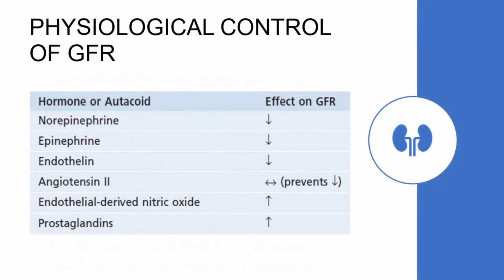Now let us see the physiological control of GFR by hormones and autocoids. As we discussed previously, norepinephrine, epinephrine and endothelin decrease the GFR by causing vasoconstriction. Endothelial derived nitric oxide and prostaglandin increase the GFR by causing vasodilatation. Angiotensin II is a tricky customer. In a normal individual, the effect will be somewhat an increase in the GFR.